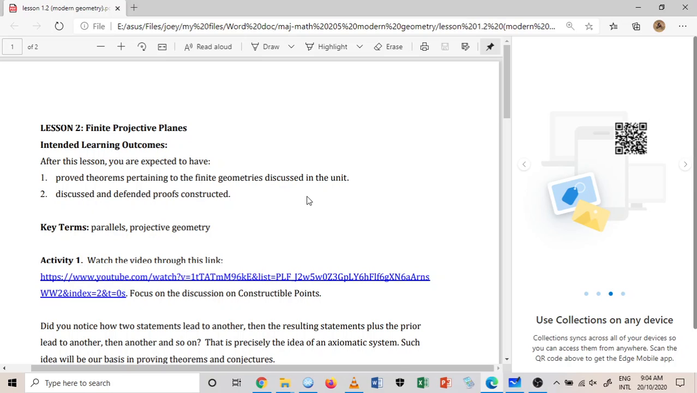For this lesson, our objectives would be for you to be able to prove theorems pertaining to finite projective planes and discuss or defend your own proof.